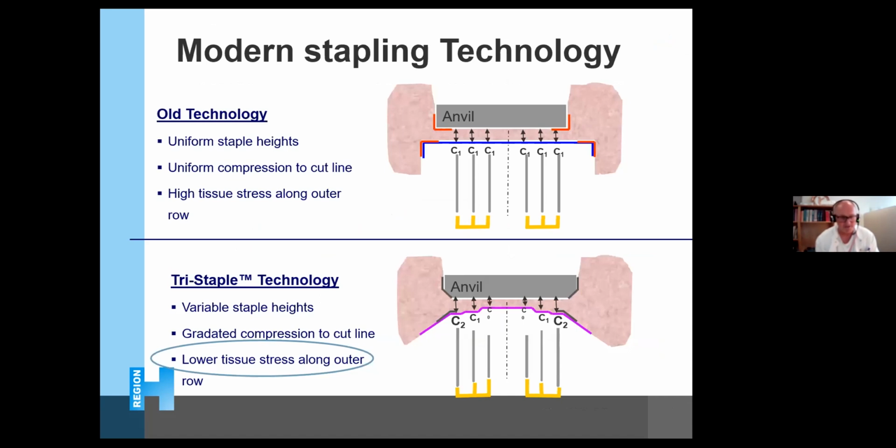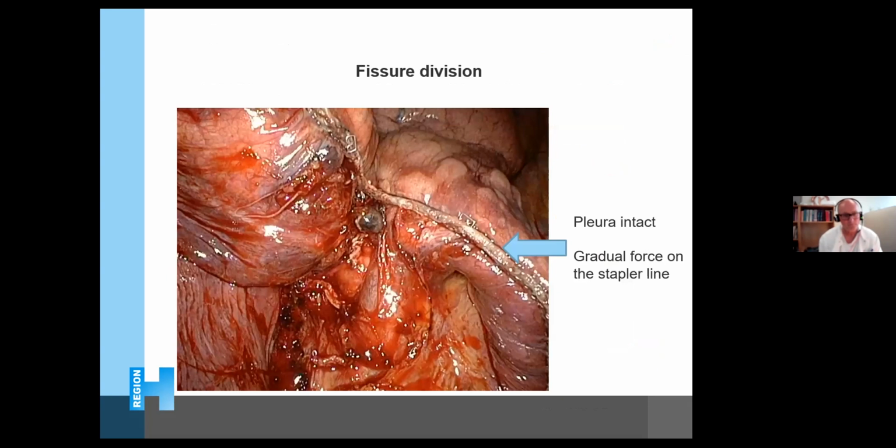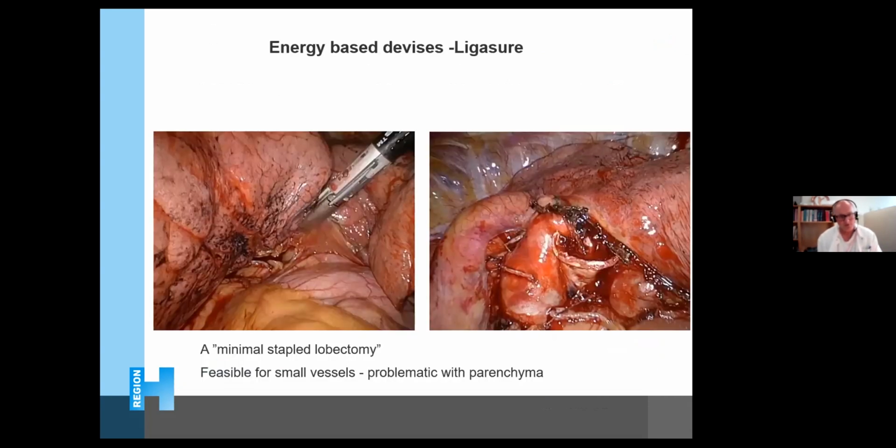I'd say bottle staplers are, in our opinion, now outdated. We are very fond of the tri-staple technology because then you have a gradual stress along the staple line, because of the different heights of the staples in the stapler. So we only use tri-staple technology now. We don't have any of the old technology in our theaters any longer. We have tried to see if we could avoid staplers, using ligature or other energy-based devices to transect the fissure, and that's not a good idea.